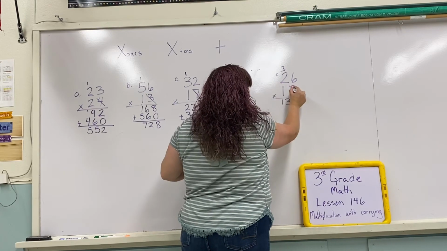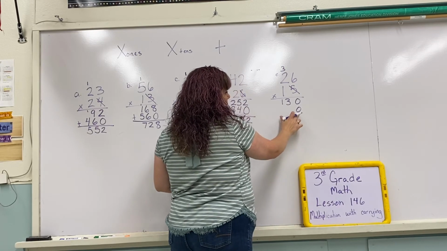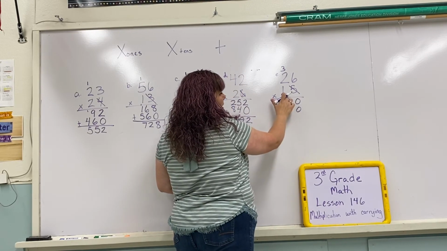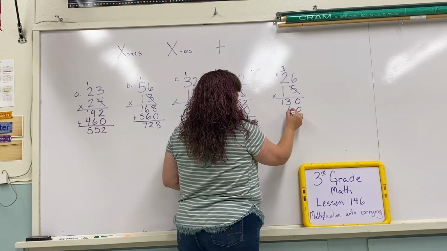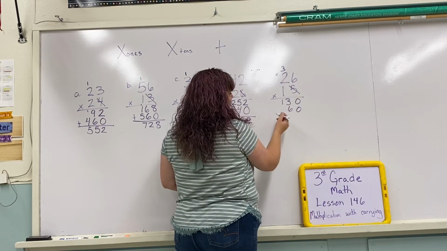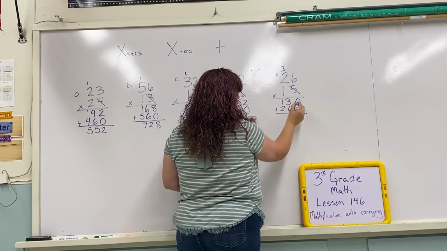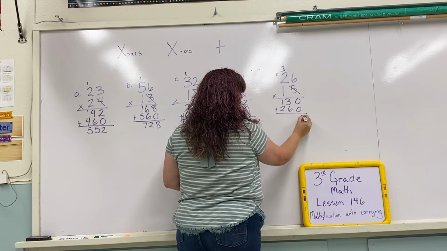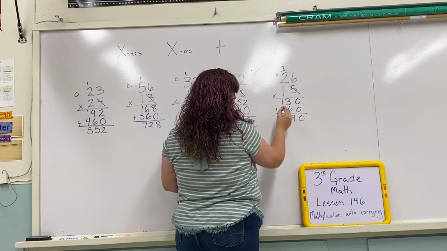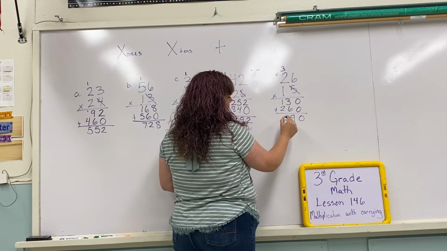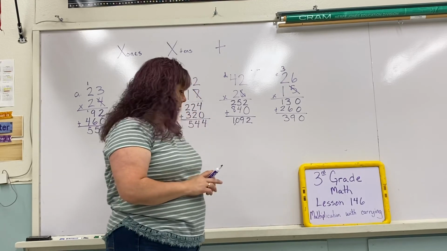Okay, now we're done with our ones. So we're going to put our 0 in the second row. No more ones. Now we're multiplying by our 10. 6 times 1 is 6. 2 times 1 is 2. Okay, now we're going to add. 0 plus 0 is 0. 3 plus 6 is 9. 1 plus 2 is 3. 390.